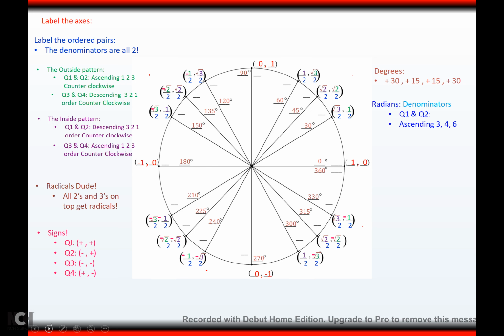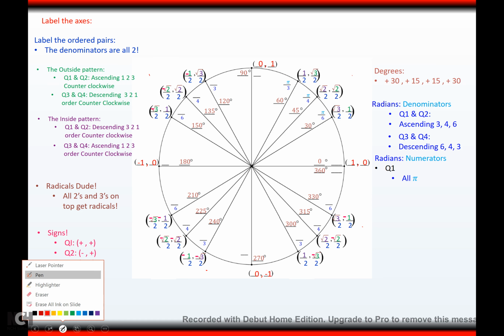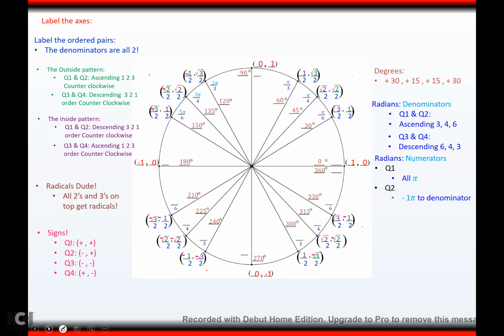Radians, in the first quadrant, your numerators from the top go 3, 4, 6. Sorry, your denominators, my bad. And on the bottoms, you go 6, 4, 3. The tops in quadrant 1 are all pi. In quadrant 2, you add 1 to the bottom and put a pi on it. So up top would be 4 pi, in the middle would be 3 pi. I'm sorry.